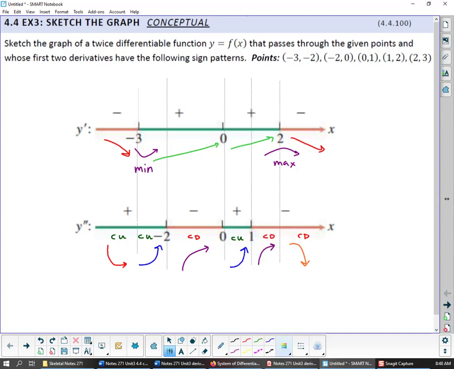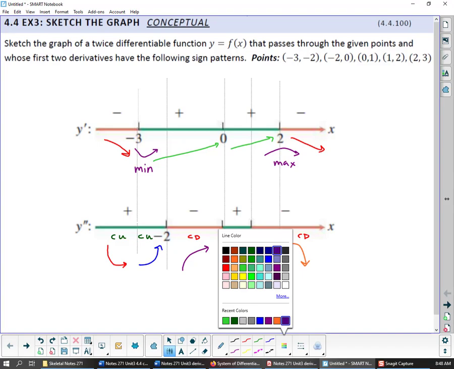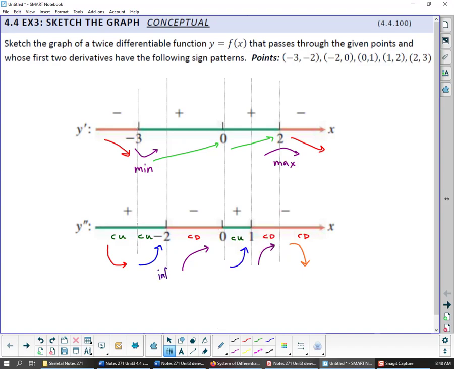So if you notice at x equals -2, right here on this line, we have a change in concavity. So this is a point of inflection right here. We've got inflection happening there. We also have inflection because we change from concave down to concave up at x equals 0, and we have inflection at x equals 1. All right? So we have 3 inflection points. We have 1 minimum and 1 maximum.